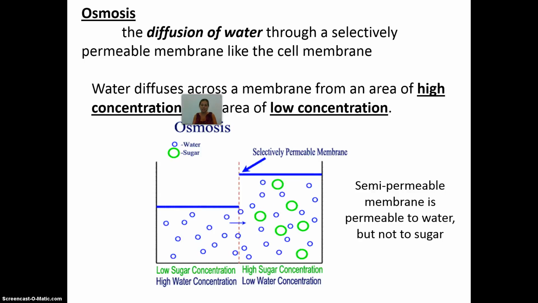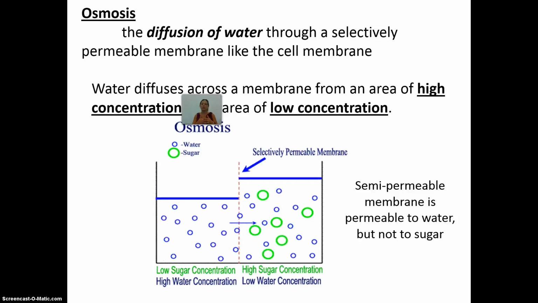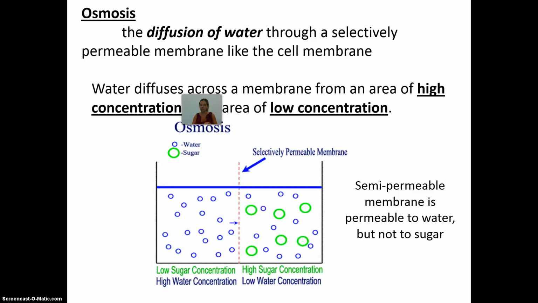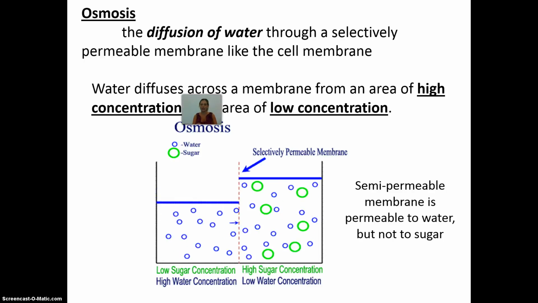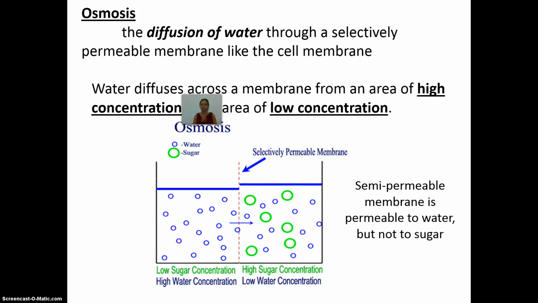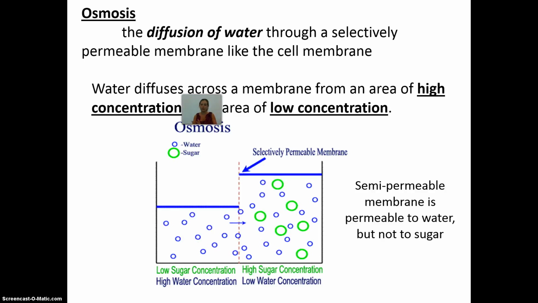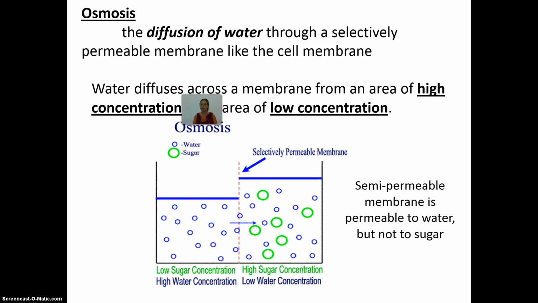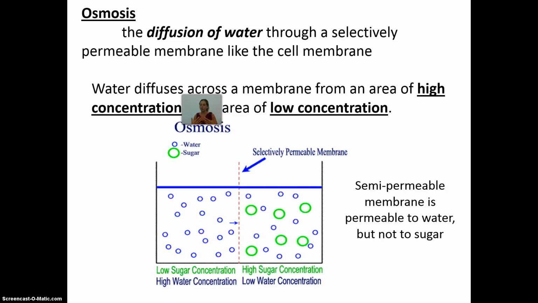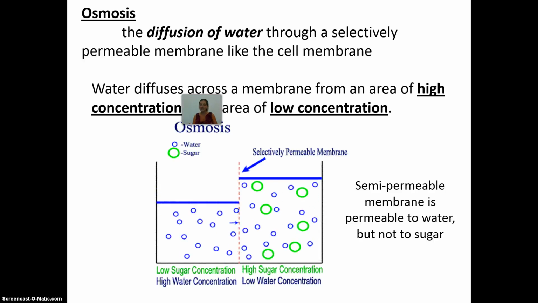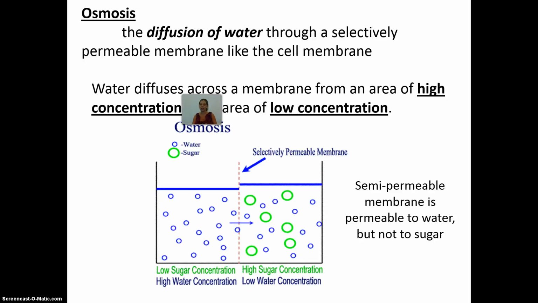So it's a specific type of diffusion where you have the movement of water across a membrane. Underline, bold, highlight, capitalize the word water. It's the diffusion of water. So again, still going from a high concentration to a low concentration. This is what molecules want to do. Water wants to spread out as much as it can, so it does not require any energy.